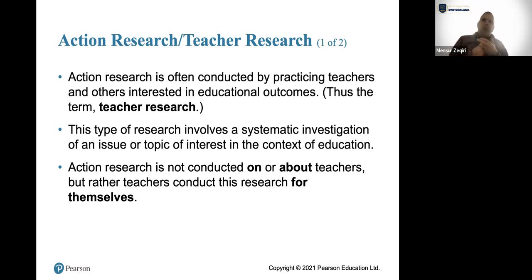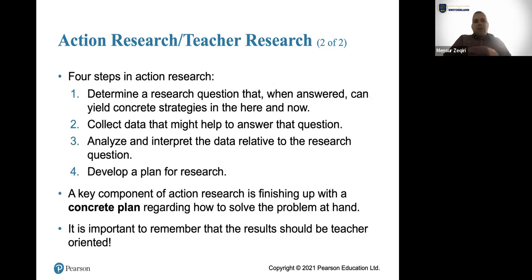So when we talk about these kinds of research, there are usually four steps that are suggested. First of all, we'll need to determine the research question that when at the end we are going to answer it, can help us to derive concrete strategies in the here and now. So how to do things better and how to enhance current practices. We need to then collect data that might help us to answer the research question that we have identified. Next, we move to analyzing and interpreting the data.